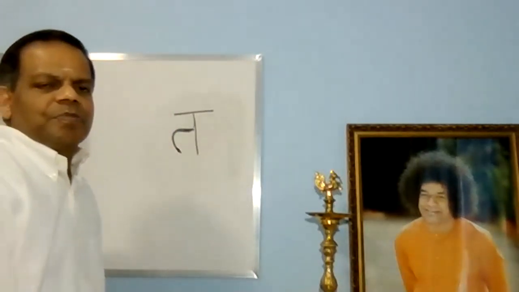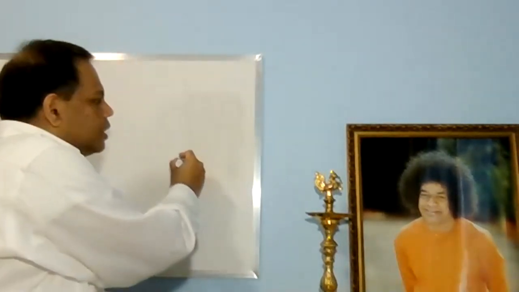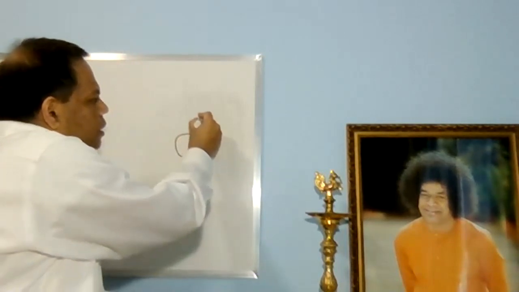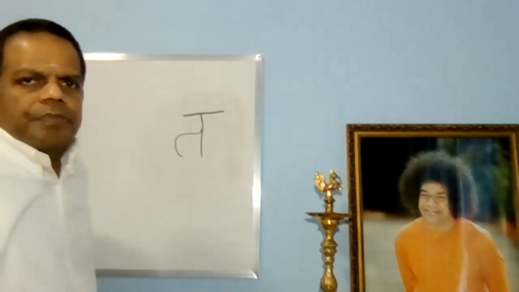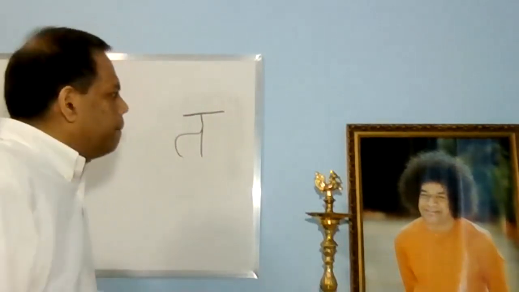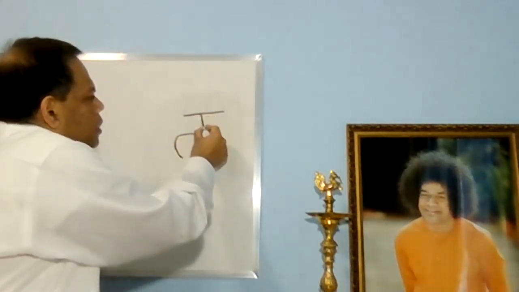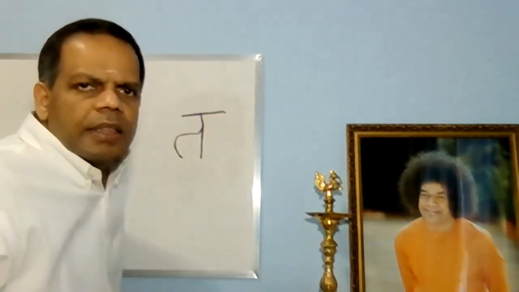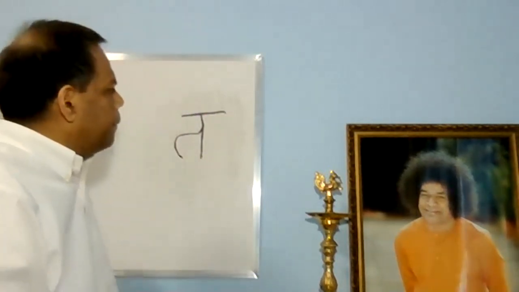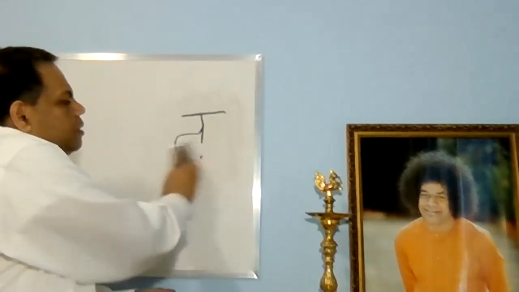Can you see? Yeah. Okay, I will write again. You start at the bottom of the letter, this letter. This is ta. Start at the bottom, go up. Again, a staff with a line at the top, which is ta. I'm going to erase this.